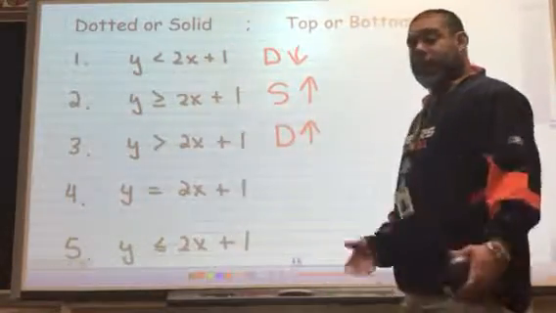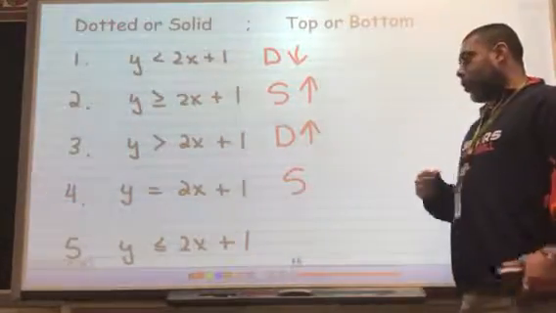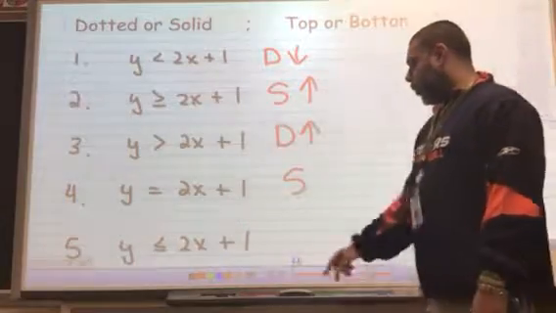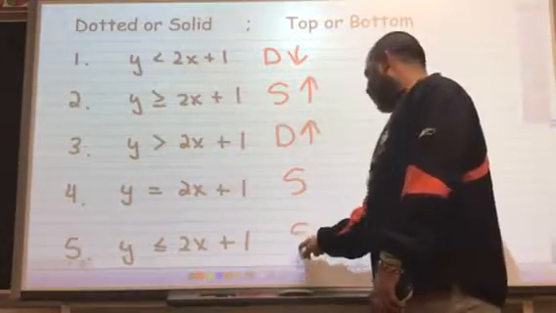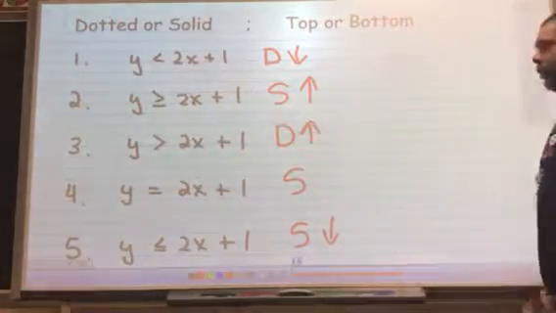Number 4 is just an equation. That's just a solid line. We do not shade on number 4. It's an equation. We only shade on inequalities. And the last one, number 5, solid line because it has the or equal to part. It's less than, so I shade down.